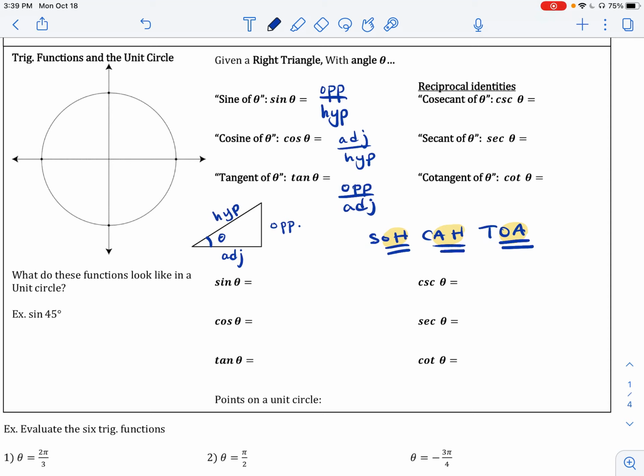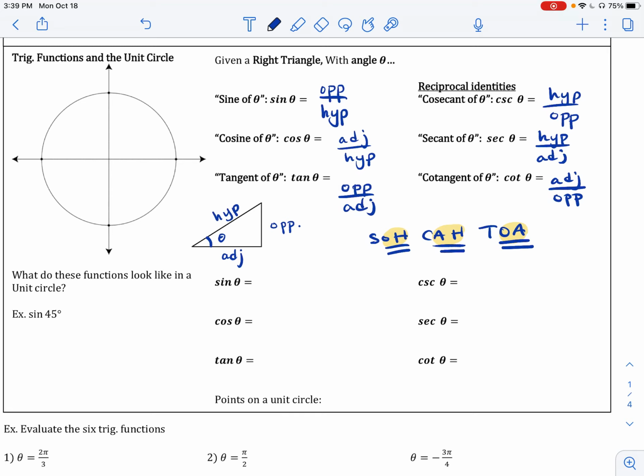There are also reciprocal trigonometric functions. So cosecant is the reciprocal of sine, so we would say hypotenuse over opposite. Secant is hypotenuse over adjacent. And cotangent is adjacent over opposite. So these are the 6 trigonometric functions that we should be aware of.